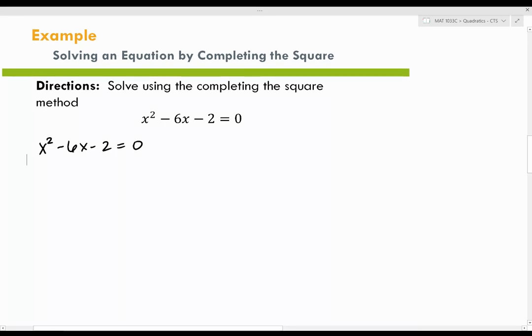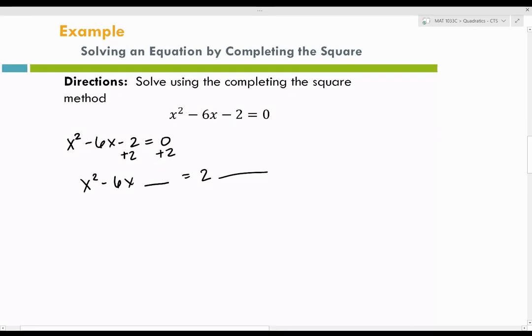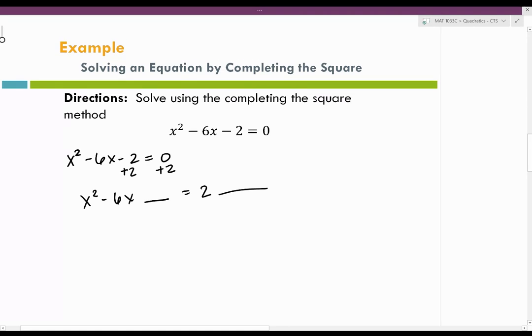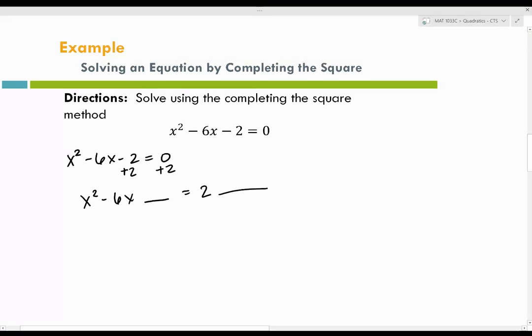Step 2 is to move your constant term to the other side of the equation. My constant term for this problem is negative 2. So I'm going to add 2 to both sides. I'm going to put in my blanks. Now remember, you need to find the quantity that's going to go in both sides of the equation.